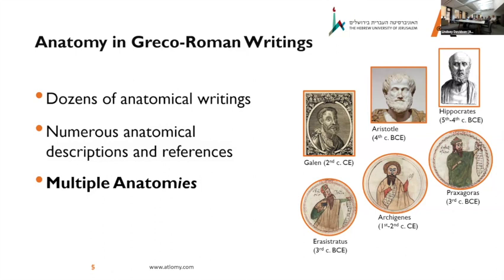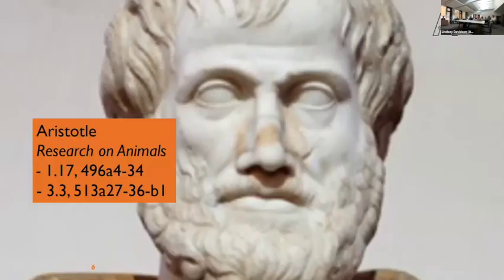So what I showed you just before was an example of such an understanding of the heart according, as I said, to Aristotle, which is described in his work, one of his major zoological works, Research on Animals, the Historia Animalium, in passages which are much debated and discussed in scholarship.